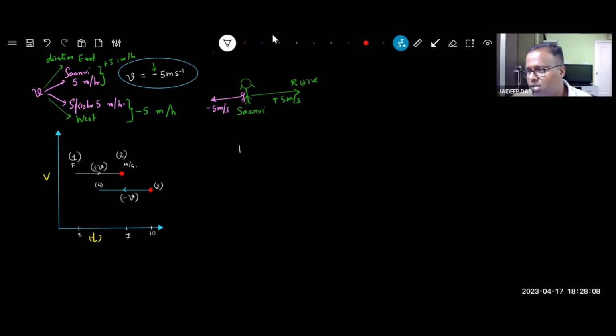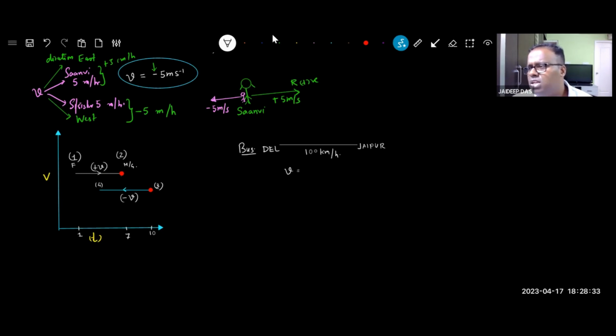A bus travels from Delhi and goes to Jaipur. Let's say Delhi to Jaipur is a straight road. If we say that the speed of the bus, mind my words, speed of the bus was 100 kilometers per hour, how will you say the velocity?